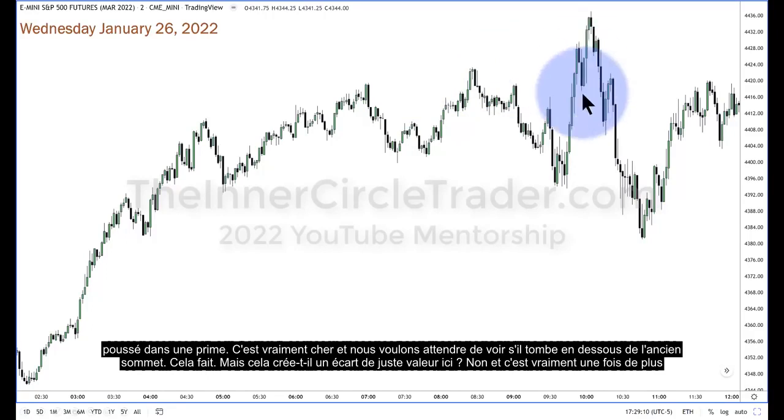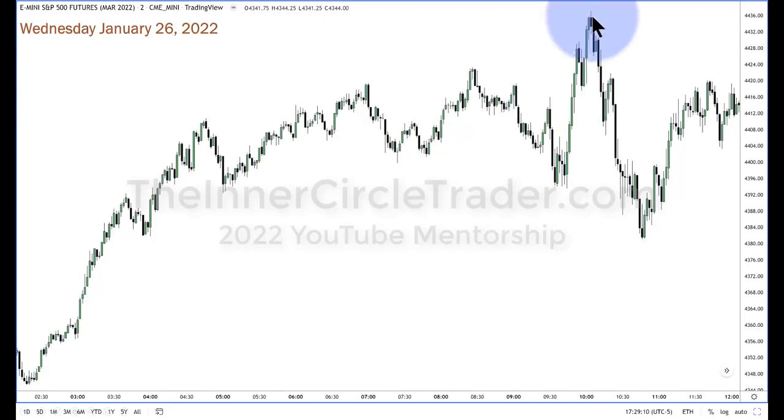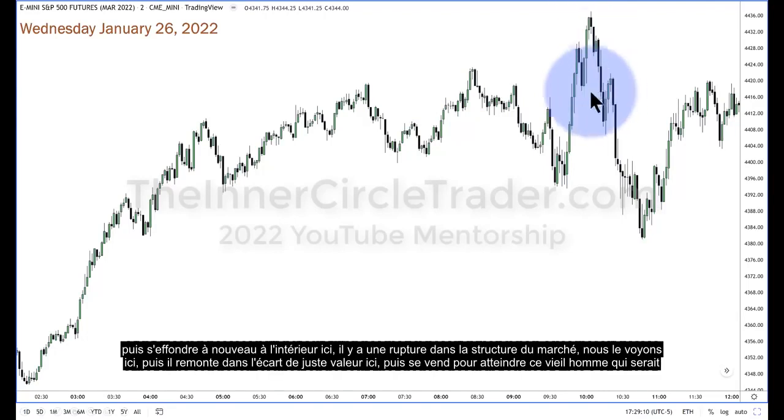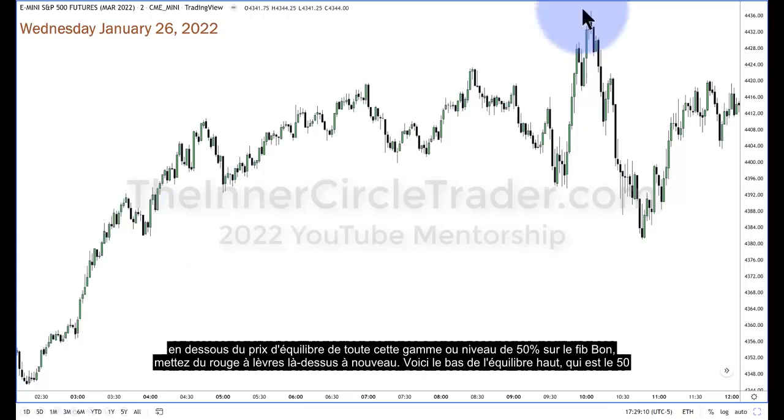It does. But does it create a fair value gap in here? No. Then it rallies one more time. Then breaks down again. Inside here, there's a break in market structure. We see it here. Then it runs back up into the fair value gap here. And then sells off, reaching into this old low, which would be below the equilibrium price point of this entire range, or 50% level on the fib.